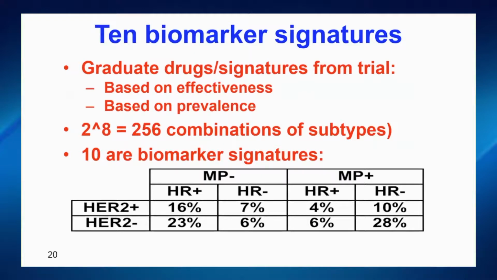So we have 10 biomarker signatures. One is all of the disease. Another is hormone receptor positive, hormone receptor negative, HER2 positive, HER2 negative, mammaprint positive. This is called triple negative disease, which I'll mention again, and it's something very important in breast cancer. Triple negative is regarded as being a bad disease because endocrine therapy doesn't work, anti-HER2 therapy doesn't work. Luckily, some other therapies work, and we've identified them. So those are the 10.